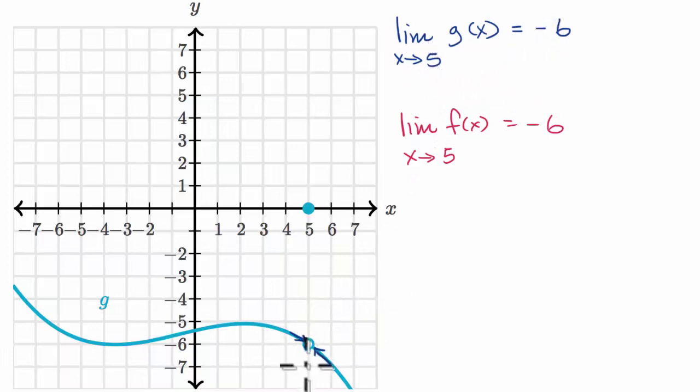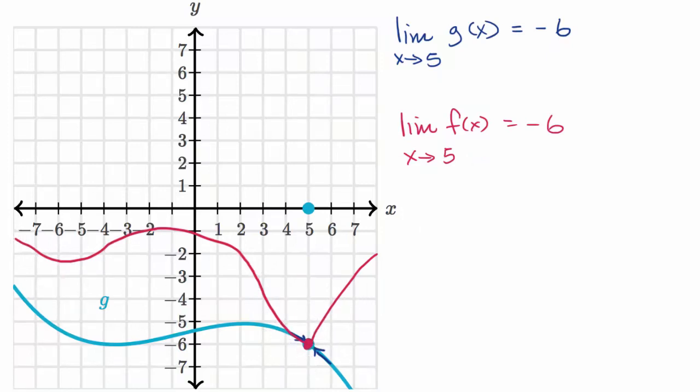So, for example, a function that looks like this. So let me draw f of x. An f of x that looks like this and is even defined right over there and then does something like this, that would work. As we approach from the left, we're approaching negative 6. As we approach from the right, we are approaching negative 6.